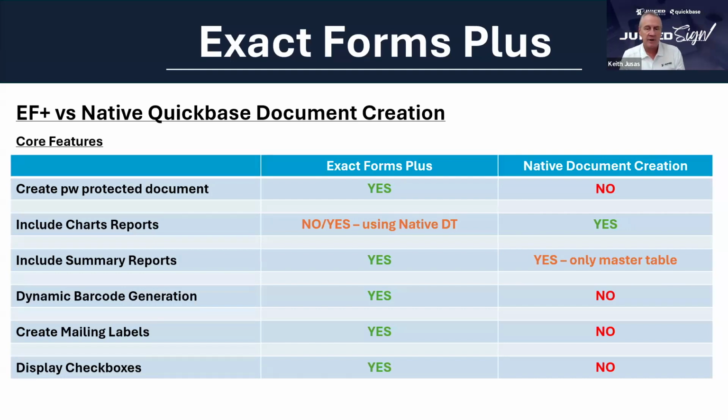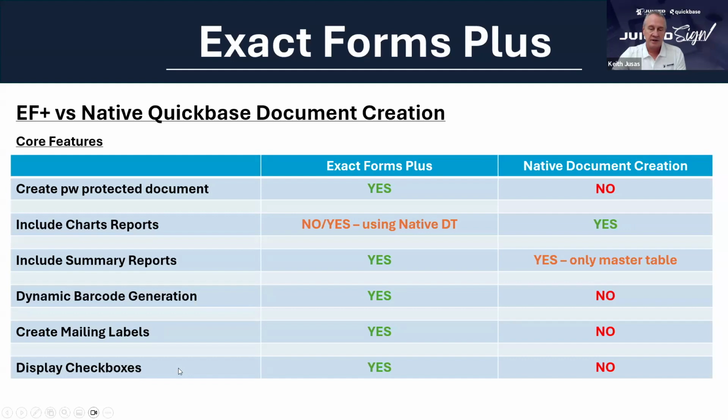Dynamic barcode generation, we support that in Exact Forms Plus. You can do that in Quickbase, but you'd have to use some barcode generation server or service, and then you can probably embed that into the template. But we generate the barcodes while the document is being created, so you don't necessarily need a separate field in Quickbase to do that. We also have a lot of different mailing label templates that can be used.